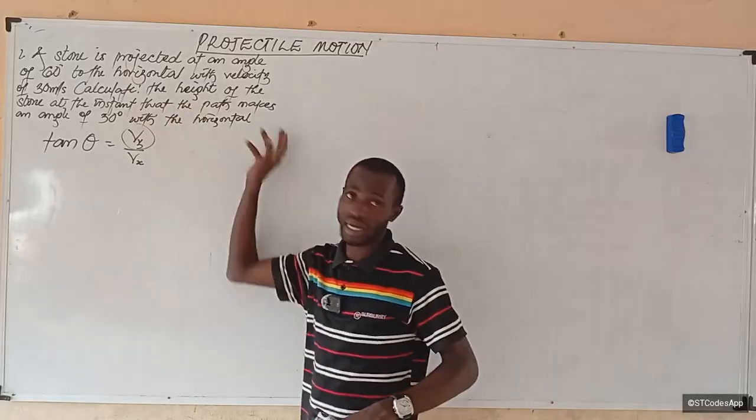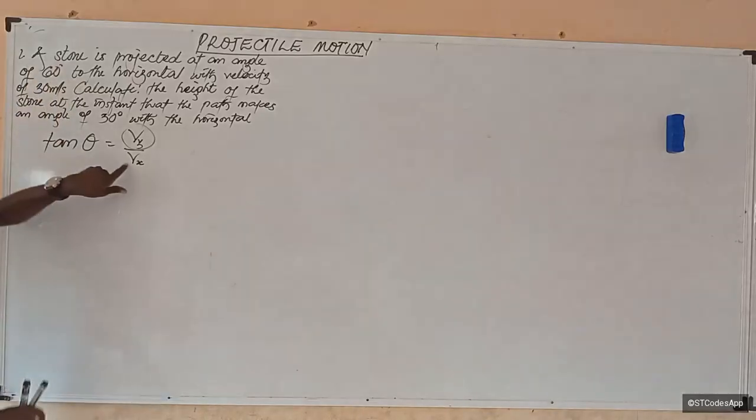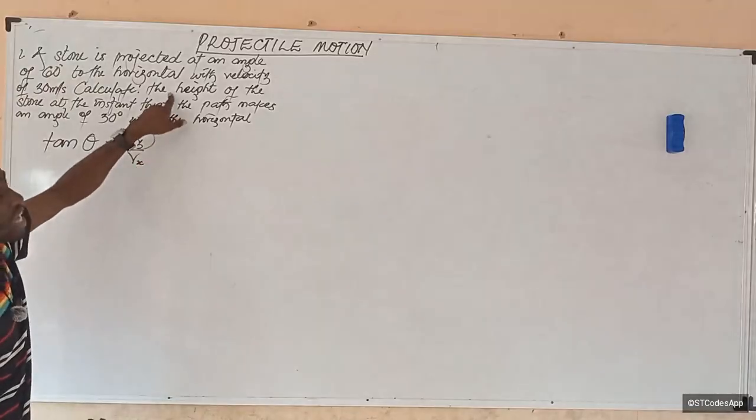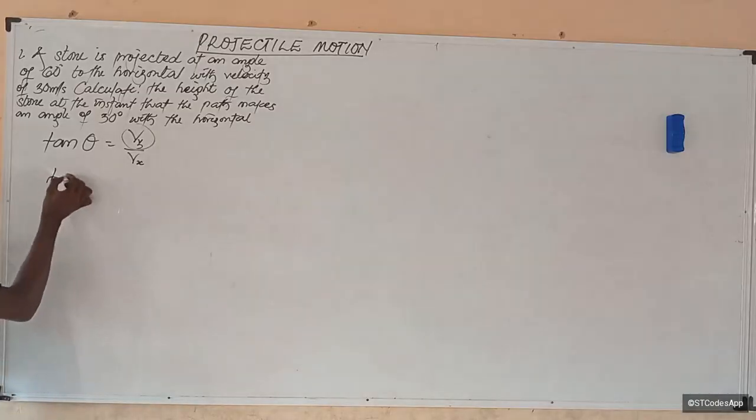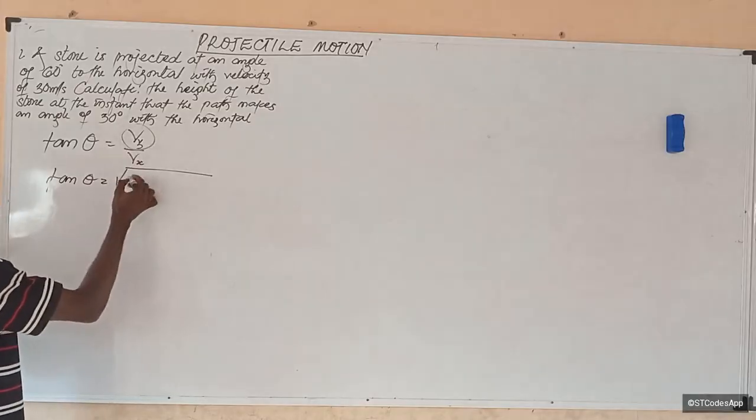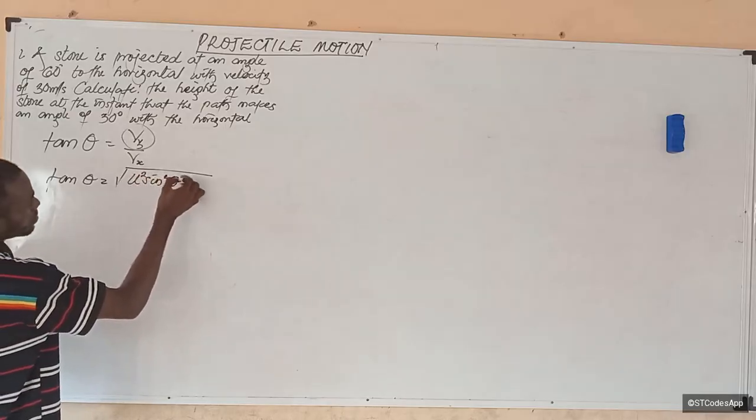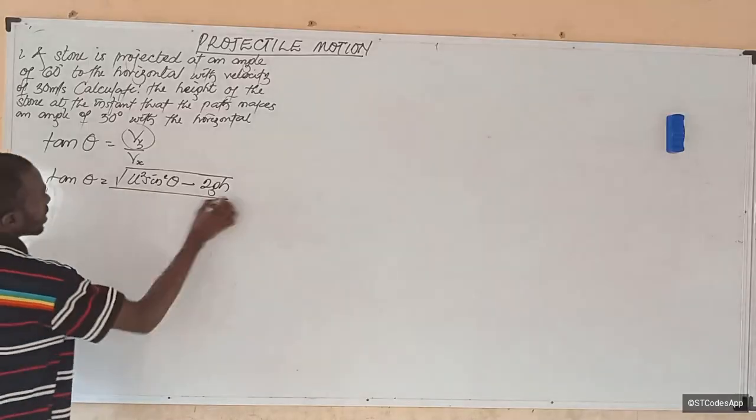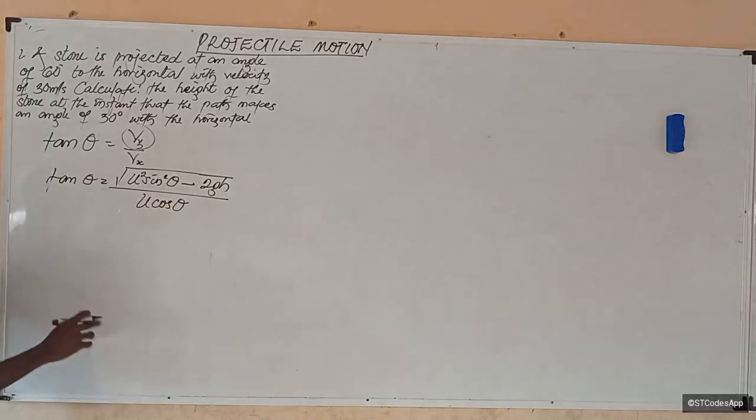So I wrote only the D part. It says that the stone is projected at this angle. So we are using this formula because we are writing the angle in terms of height. So the formula we use will now become tan theta equal to v sub y over u cos theta, where v sub y is the square root of u squared sine squared theta minus 2gh. We saw this formula, right?